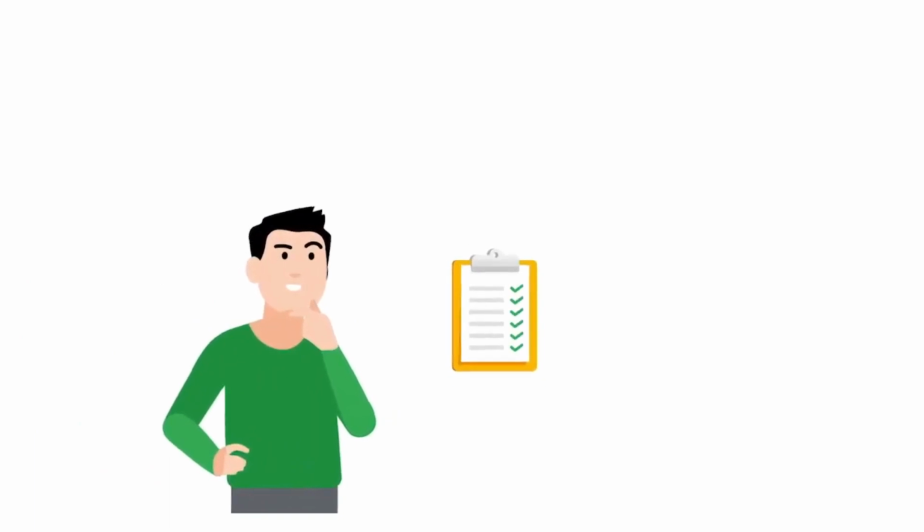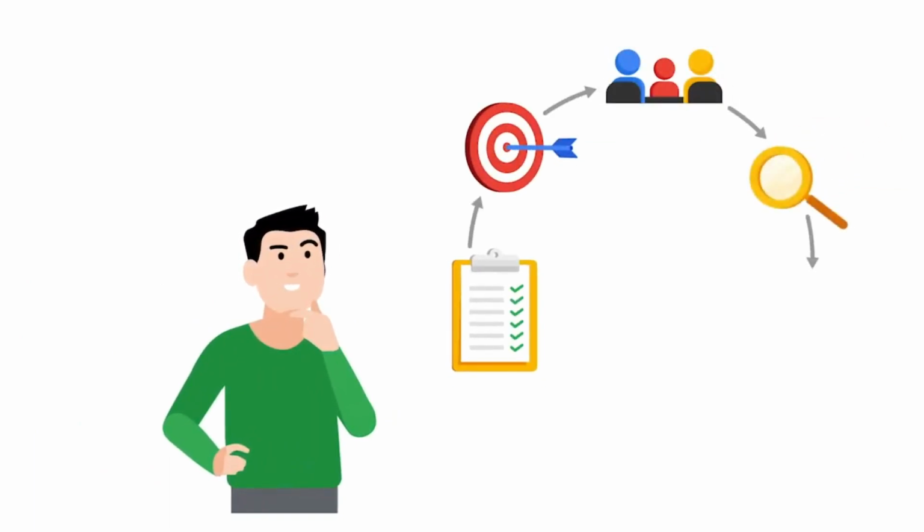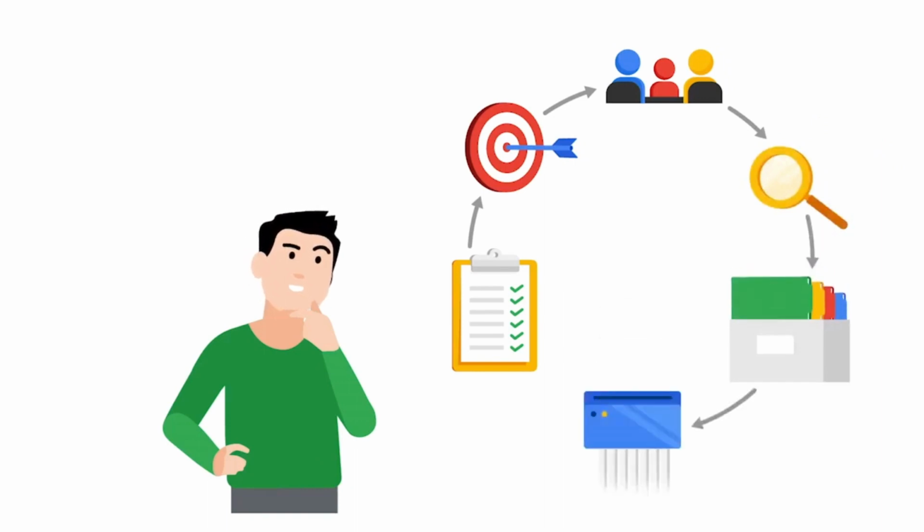Data has a life cycle of its own too. In this video, we're going to talk about each of the stages in that life cycle to help you understand the individual phases data goes through. The life cycle of data is plan, capture, manage, analyze, archive, and destroy. Let's start with the first phase, planning.